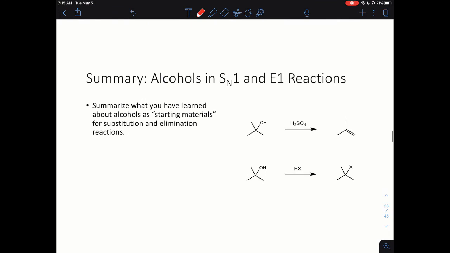Super, we are done with the review. That took forever, right? So again, if you need to hear everything all over again, you go back to the lecture on SN1 and E1 reactions. I have a whole section on alcohols, and I have a whole section on carbocation rearrangements in that lecture. So re-listen to that if you need to. I want you to pause now and summarize what you have learned about alcohols as the starting materials, the reactants in substitution and elimination reactions.